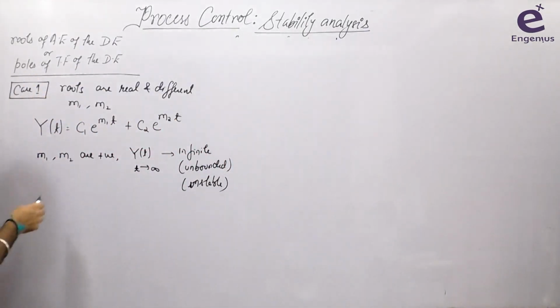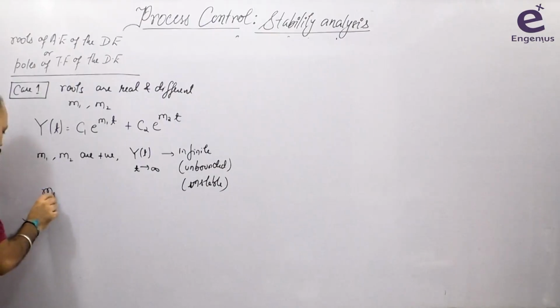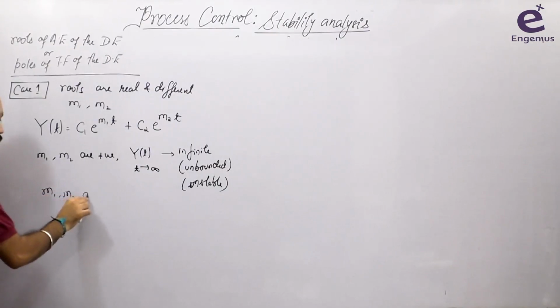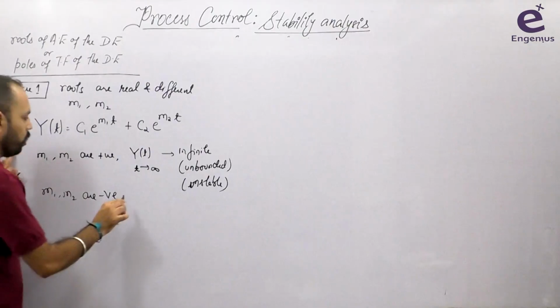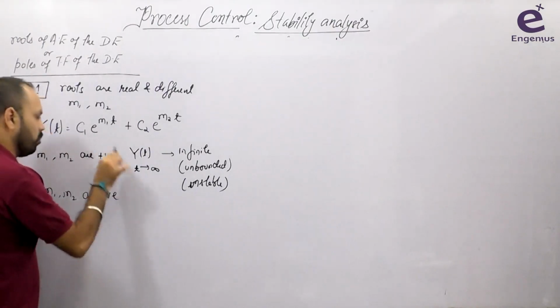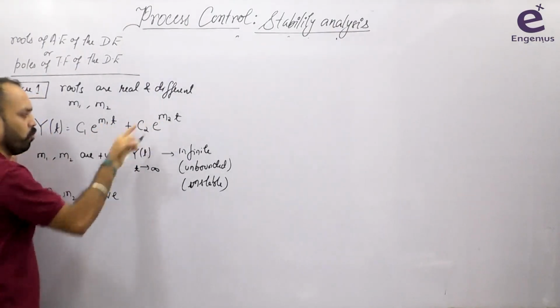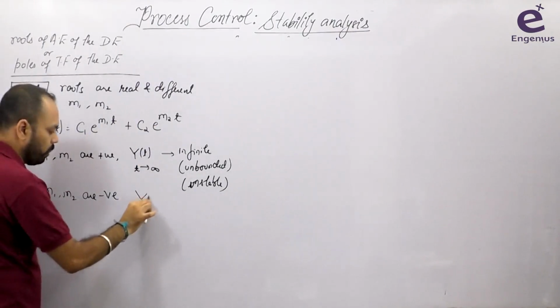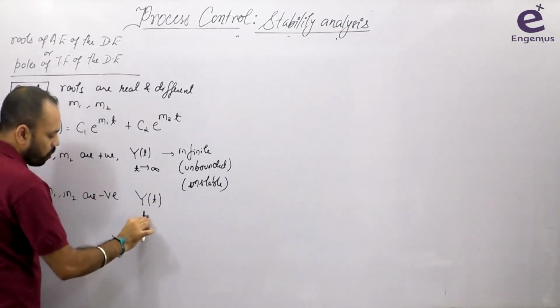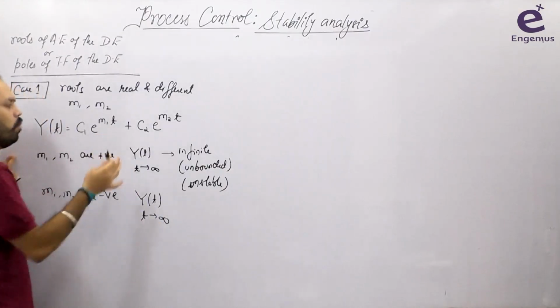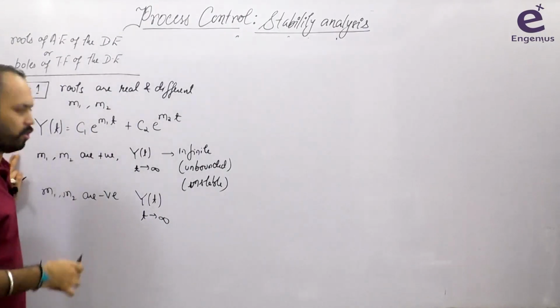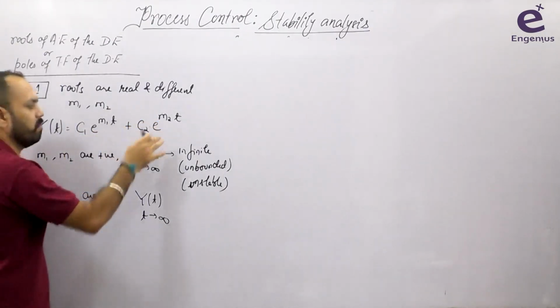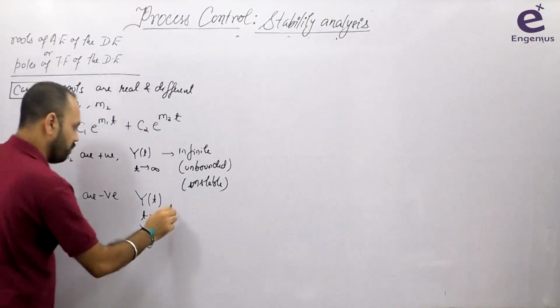Okay, let's do one more thing. Suppose m1 and m2 both are negative. What you are going to do in that case? In that case, the equation remains same, only this m1, m2 will become negative. So what is y(t) at t tending to infinity? Suppose m1 and m2 are negative. So as t tends to infinity, e raised to the power m1t becomes 0. So this is 0 plus 0. Fine. And this is 0.